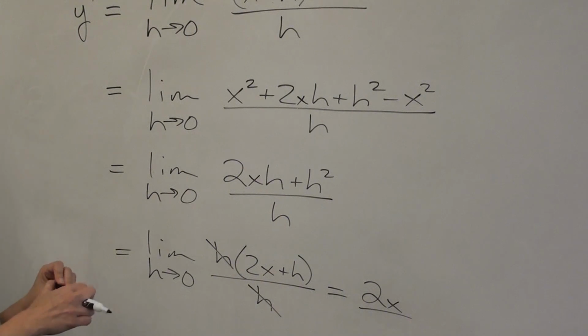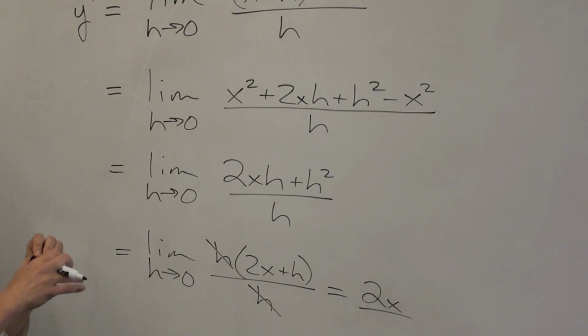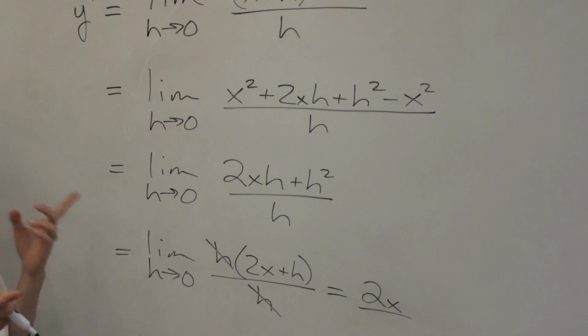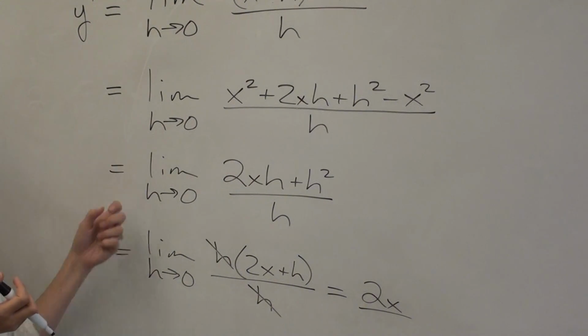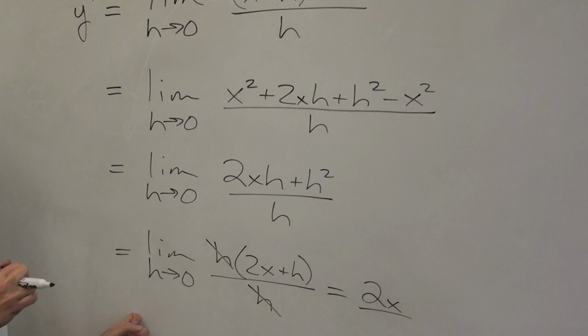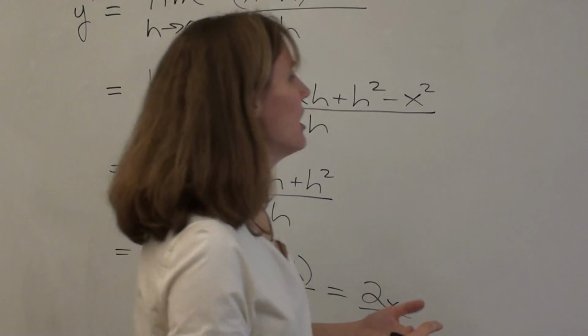Those of you who got 2x plus h, what did you miss? The fact that h is approaching 0. You didn't plug in 0 for h. The easiest way to miss that is if you fail to write your limit statements. Okay, now here's what that means.